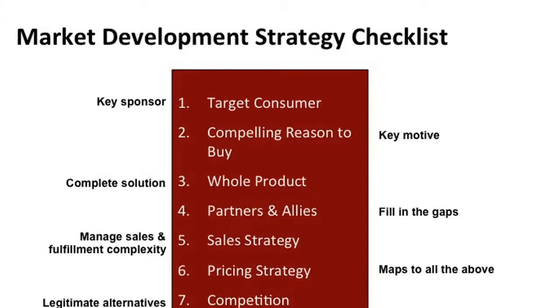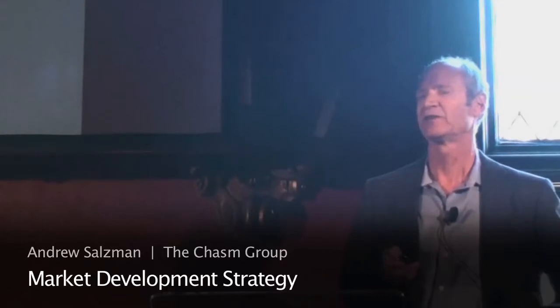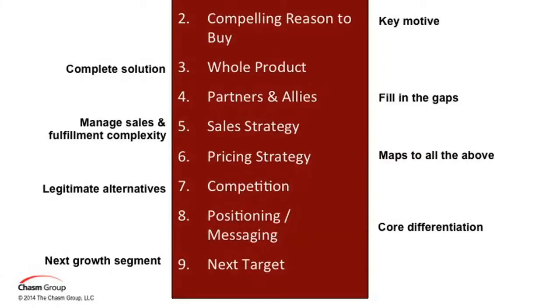So the first three items on here, the target market, the compelling reason to buy, and the whole product, pertain to core strategic issues that need to get addressed. And you need to make the time to get these three things right. The bottom six are operational issues that naturally fall out of those core three strategic issues, but need to be thought through and need to align with those top three.